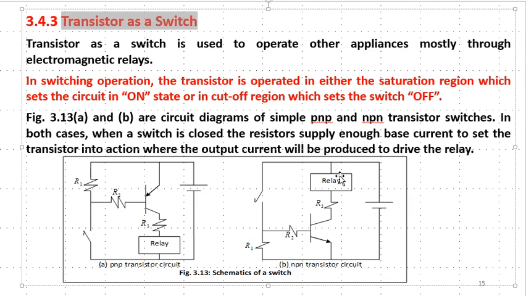So these are the three basic applications of a transistor. It is used in amplification, it is used in oscillation, and it is used for switching application.